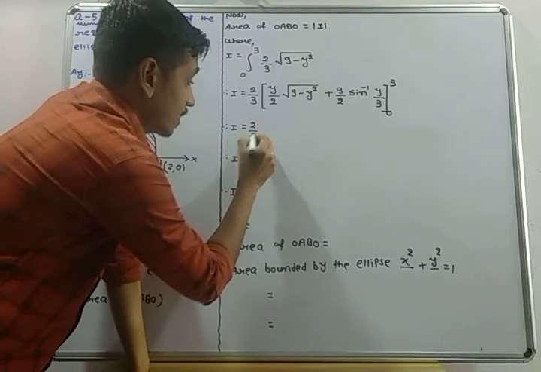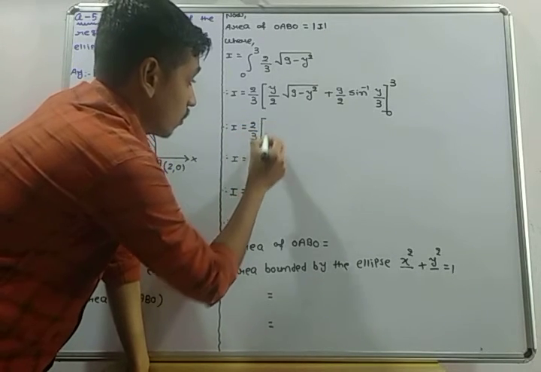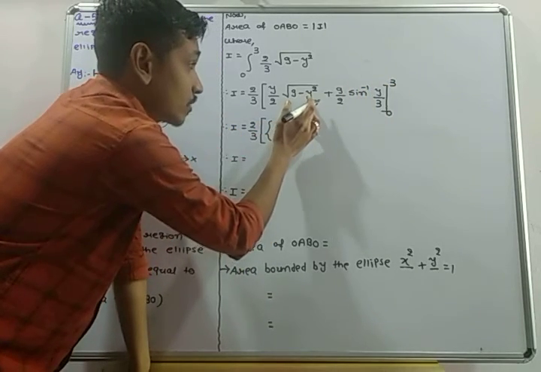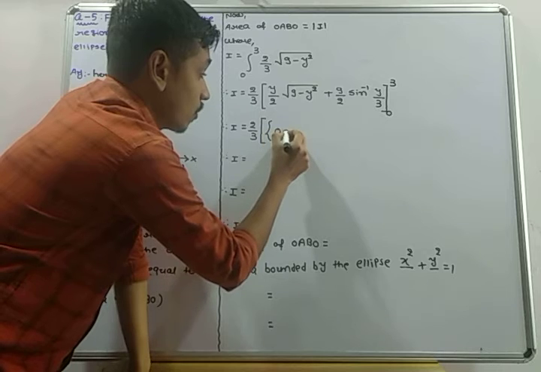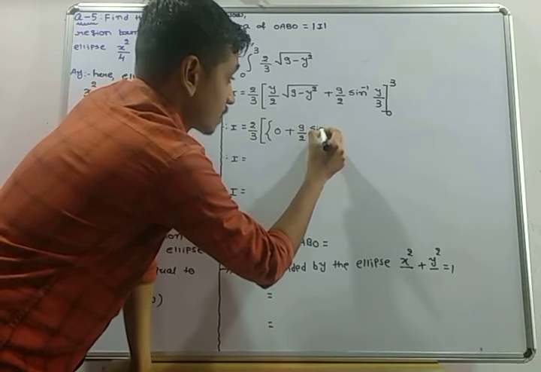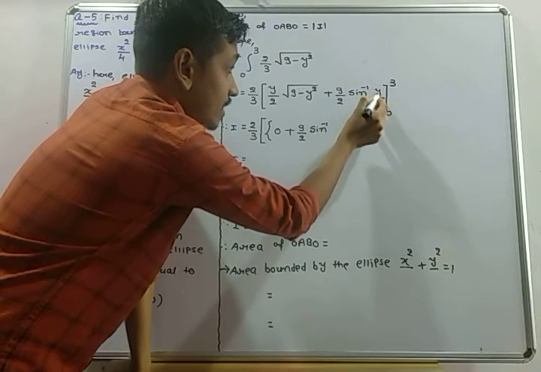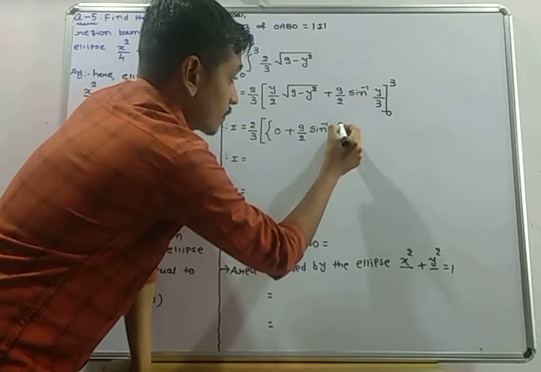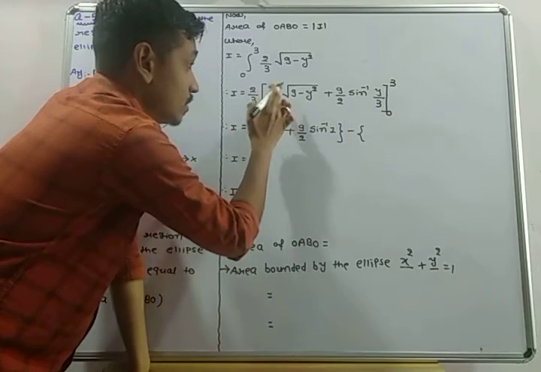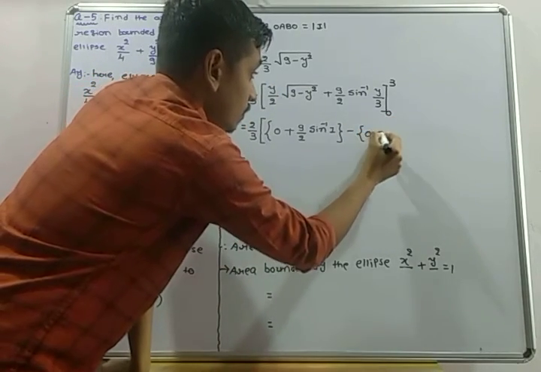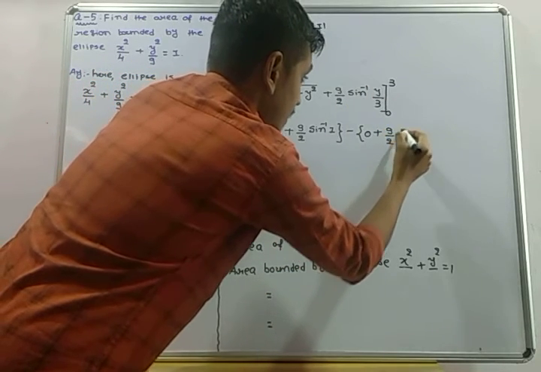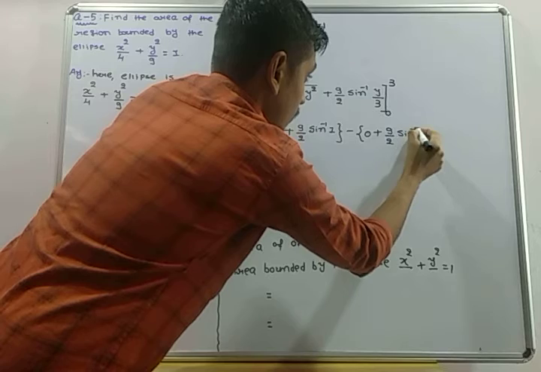And in the bracket, applying upper minus lower. Upper limit is 3. If we put 3 here, 3 square is 9, 9 minus 9 is 0, plus 9 by 2 sine inverse of 3 by 3, which is sine inverse 1. Upper limit over. Minus lower limit. Lower limit is 0. Putting 0, this part is 0, plus 9 by 2 sine inverse 0.